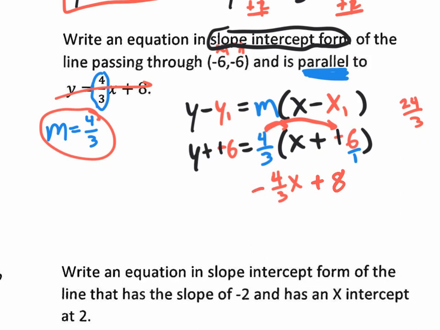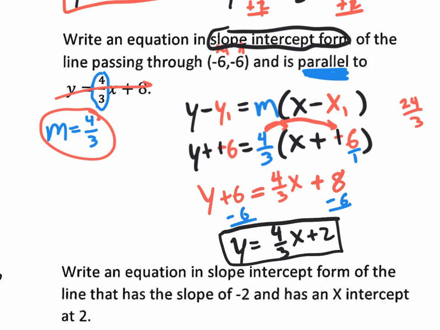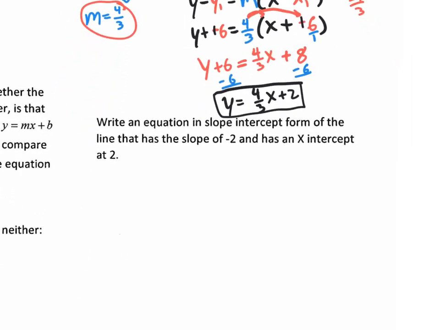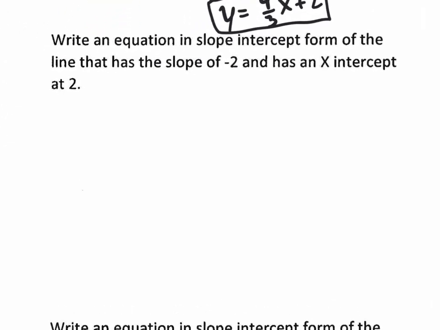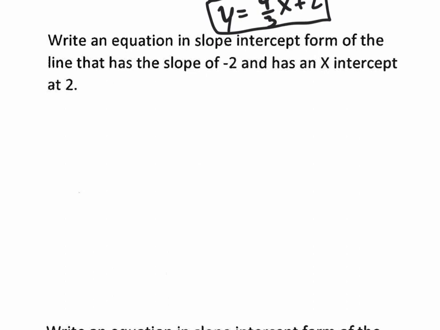And we still have the equal sign. We still have the y plus 6. After distributing, getting rid of the parentheses, what do we need to do next to get it in slope-intercept form? Subtract the 6. There you go. Subtract 6, and we are done. Y equals 4/3 x plus 2. That's my equation in slope-intercept form.